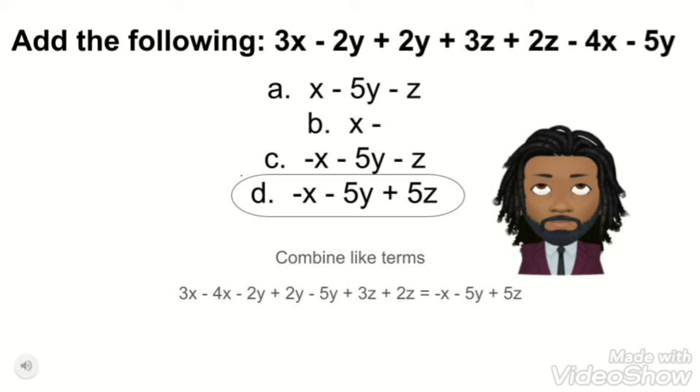Then I get down to the next, it says minus 2Y plus 2Y. That's eliminated. Minus 5Y. So I have a minus X minus a 5Y. Anything that doesn't say that has to go. Last but not least, plus 3Z plus 2Z is a plus 5Z. So I have a minus X, a negative 5Y, a positive 5Z. And that's my answer. Negative X minus 5Y plus 5Z.